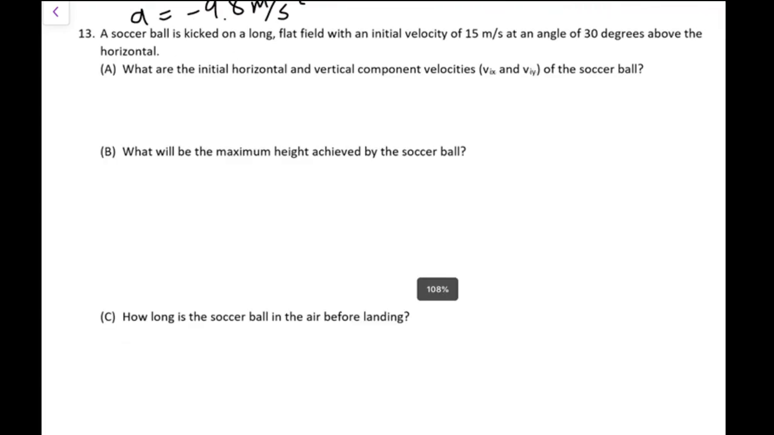The soccer ball is kicked along a flat field with an initial velocity of 15 meters per second at an angle of 30 degrees above the horizontal. So this is the type of problem where you have the flat field, it's launched at the angle, it's going to travel like this, come back down and hit the ground. We want to know something about the max height that the soccer ball will achieve. That's part B, and then how long it's in the air before landing and how far will it go. So we want to find the range, the time it takes, the height it reaches, all that.